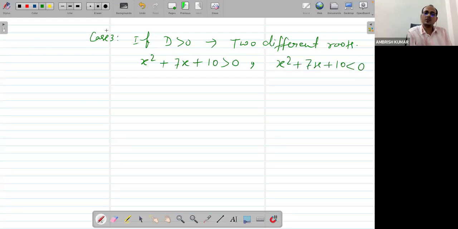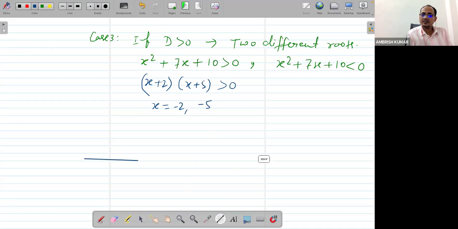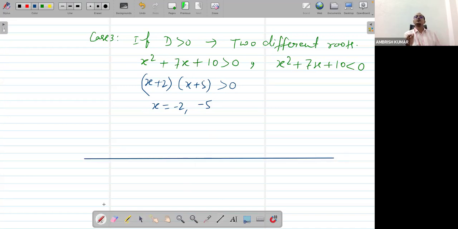So here, we know we are going to have two roots. We factorize this, we get x plus 2 times x plus 5, right? The roots we get as -2 and -5. In this case, it's quite easy. You just have to write down the two roots, and when we write the numbers on the number line, on the left we take the smaller number, on the right we take the bigger number. So order you have to maintain, right? From left to right, smaller to bigger.